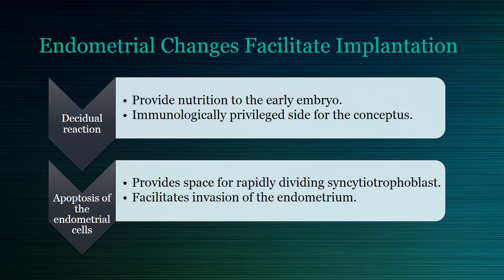Of the changes that occur within the endometrium, the most important are the decidual reaction and the apoptosis of the endometrial cells. Decidual reaction is basically the swelling up of the endometrial cells as they store up more lipids, carbohydrates, and proteins, which provide nutrients to the early embryo. It is also the immunologically privileged site for the receptors. Apoptosis of the endometrial cells, which is the natural or physiological death of the endometrial cells, provides space to the invading syncytial trophoblast.